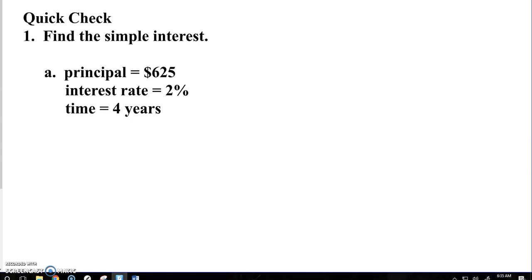So to find simple interest, it's pretty easy. What we do is we take our principal, the money we put in the bank, in this case $625, and we're going to multiply it by our interest rate. And our interest rate is 2%. One thing to remember, percents get changed to decimals, 0.02 for 2%. So we're going to multiply this by 0.02.